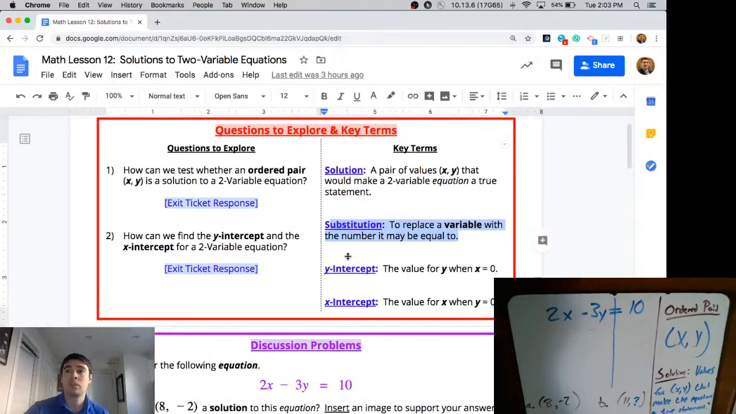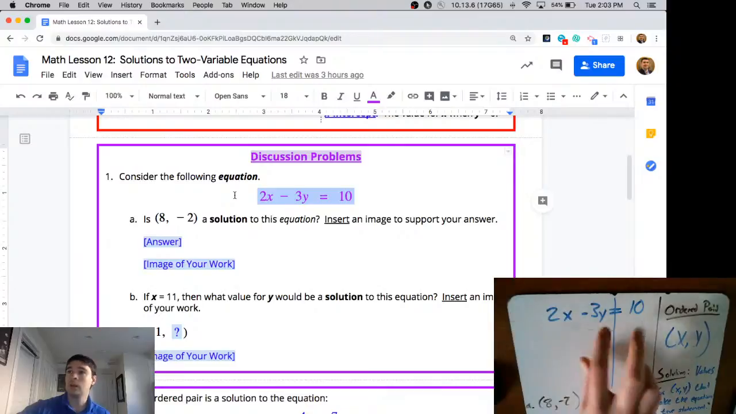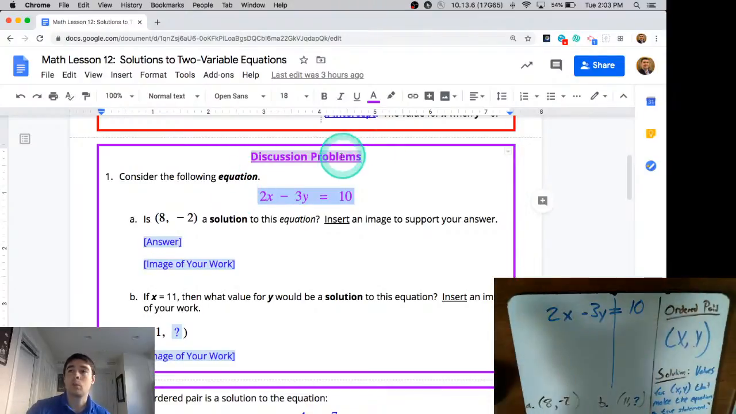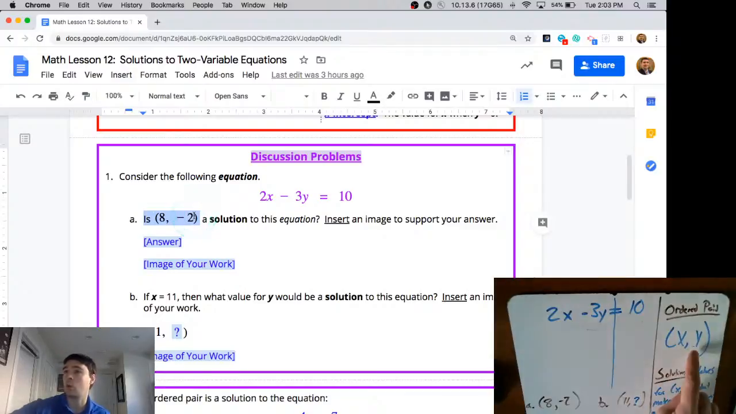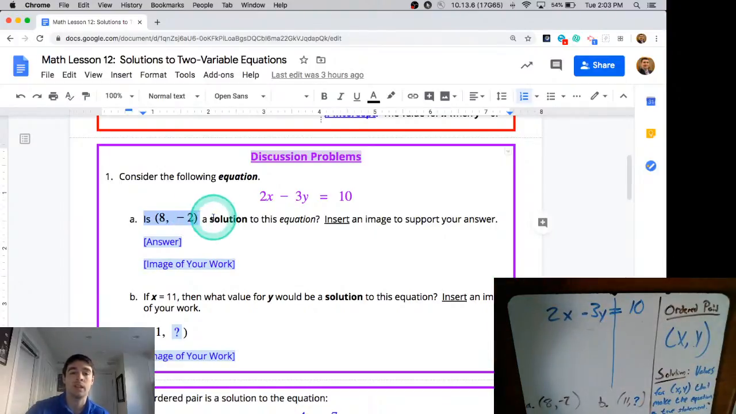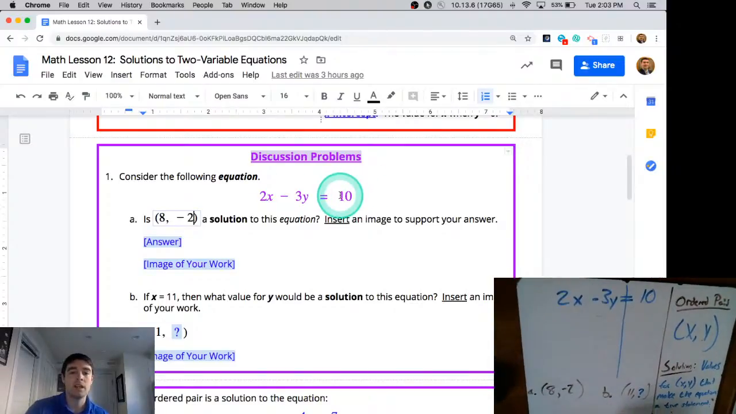So for our very first problem today, they say consider the following equation. And the equation, which is also written on my whiteboard here, says 2x minus 3y equals 10. They give us an ordered pair, an x comma y number written in parentheses, and they ask: is 8, negative 2 a solution to this equation? So I'm going to make my whiteboard a little bit larger, and we're going to test whether or not that's a solution.